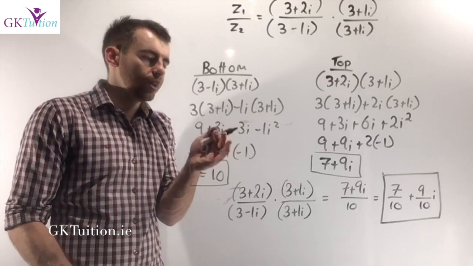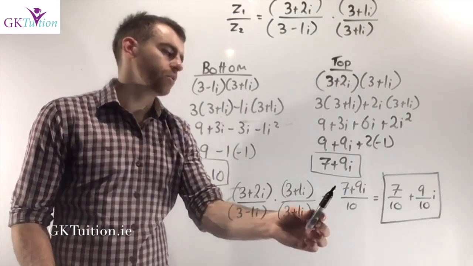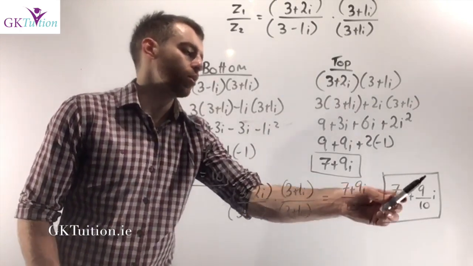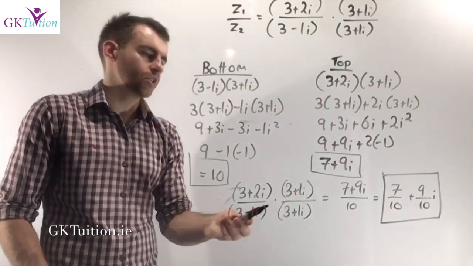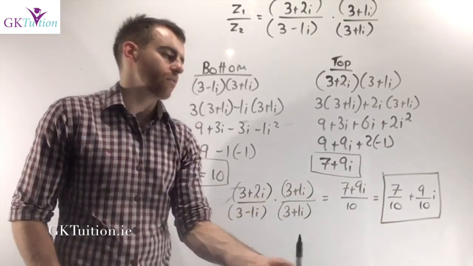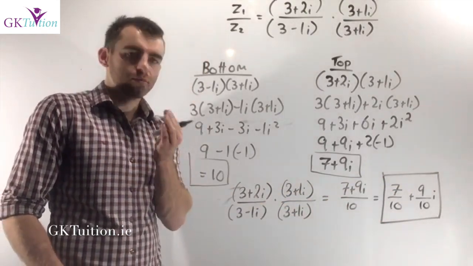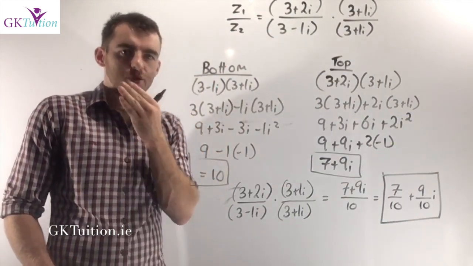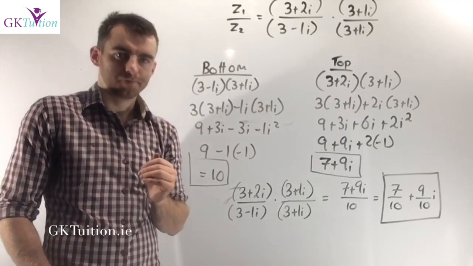Now, you usually are expected to separate the real value and the imaginary value. So 7 plus 9i over 10 should be split into 7 over 10 plus 9 over 10i. But obviously that depends on the wording in the question. Usually you're expected to leave your answer like this, where the real value is 7 over 10, the imaginary value is 9 over 10i. So whenever you're multiplying, if you have an imaginary number on the bottom of the fraction, you have to multiply the top and the bottom by the conjugate of the bottom.